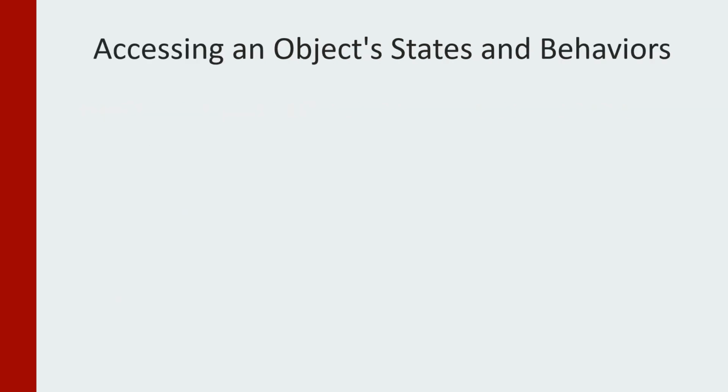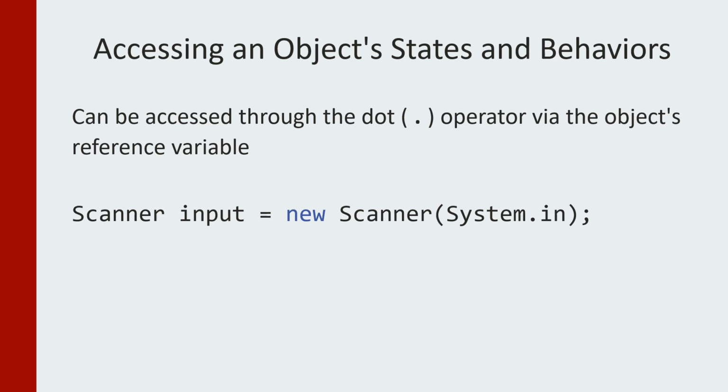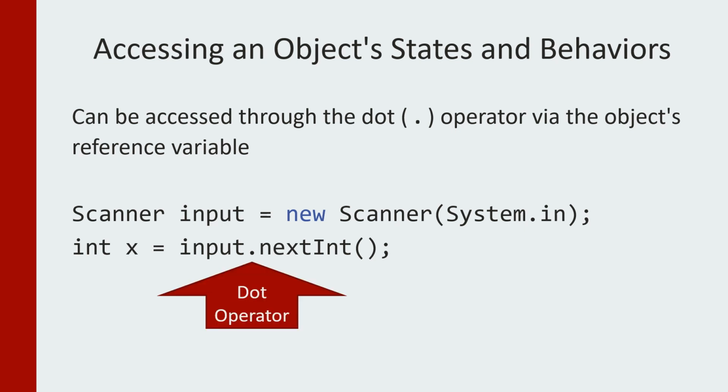Now, when we want to access an object's state or behaviors, you can use the dot operator via the object's reference variable. We've done this before. For example, Scanner input = new Scanner(System.in). And then we have said things like input.nextInt. This dot right there between input and nextInt is what's called the dot operator.